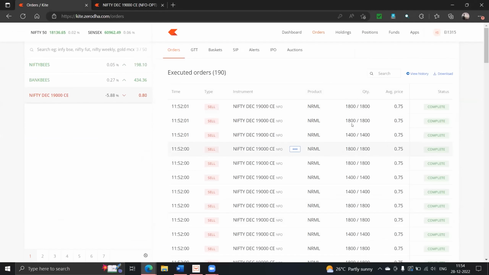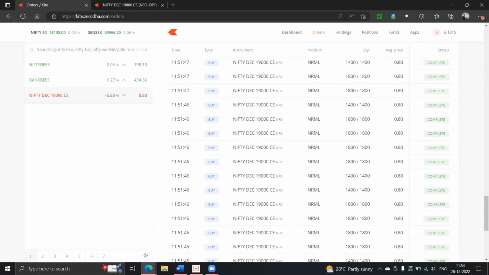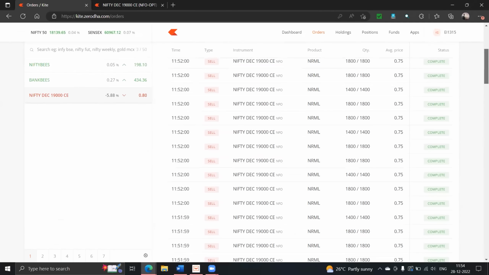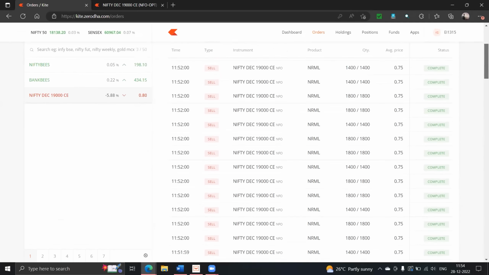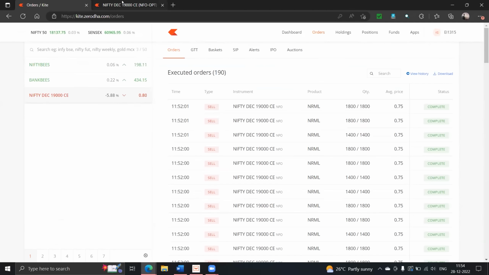This is the orders in Zerodha. So we entered at 11:51:46 and we were out by 11:52. That is 15 odd seconds actually. Entry and exit, 15 odd seconds for 1 lakh quantity.